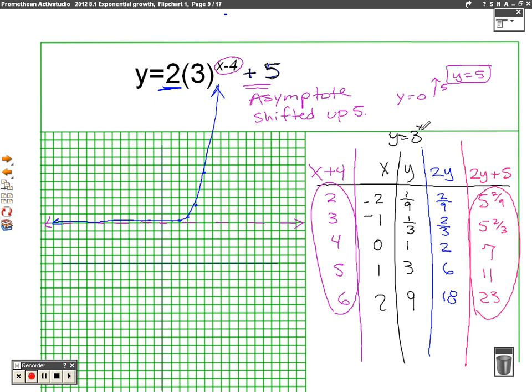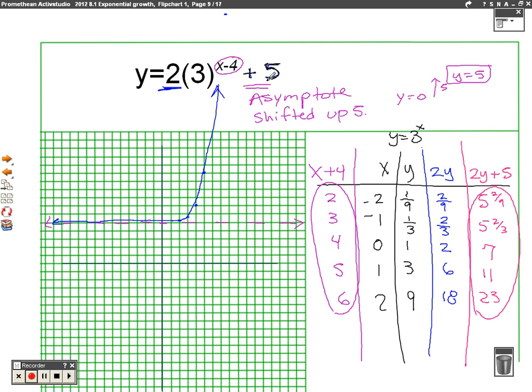I just used the parent function to find 3 to the -2, 1/9. 3 to the -1, 1/3. 3 to the 0, 1. 3 to the 1, 3. 3 squared, 9. I get those values. Then I decide, okay, I need to multiply my a, 2, times my y, because that's my stretch and it affects the y-axis. So I double each of those values.